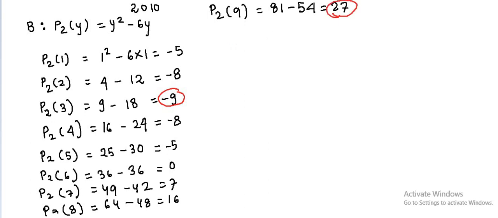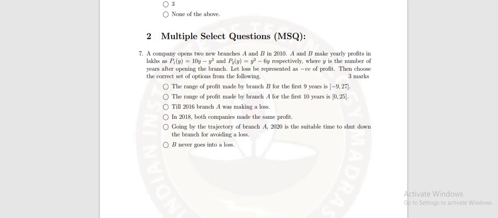So yes, you are getting the range, and the range for company B in the first 9 years is the closed interval [−9, 27]. So yes, this option is absolutely true.